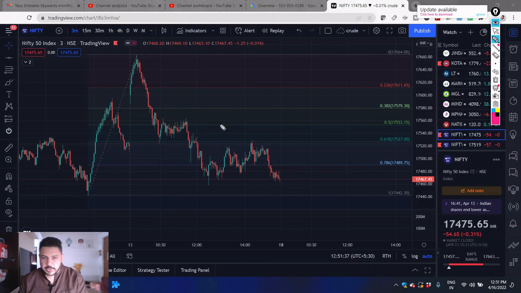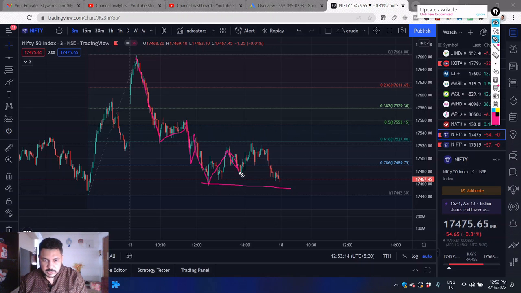Okay, so now the price is at about 78.6%. It is consolidating here and then it closed below this level, which is 78.6. Definitely the trend has changed. So now you can see the trend is lower low, lower high, lower low, lower high, lower low, lower high. And after this point it has not formed any lower low.